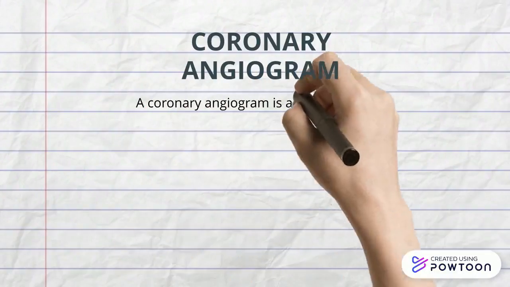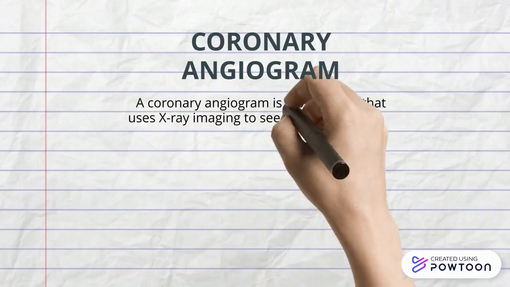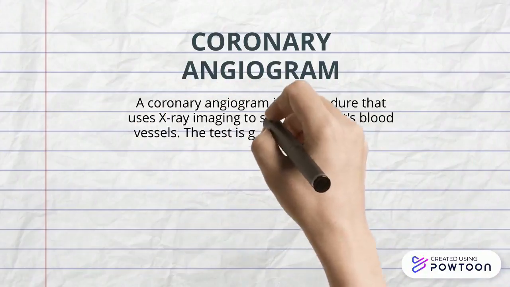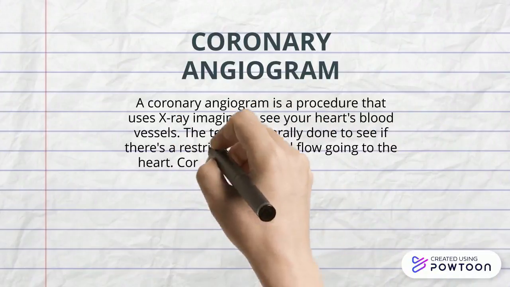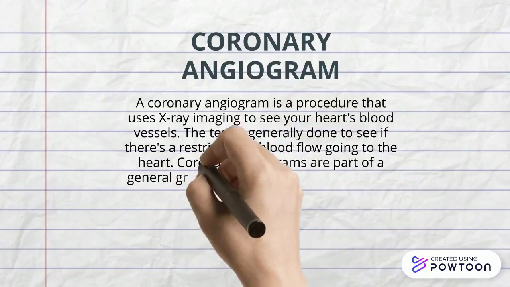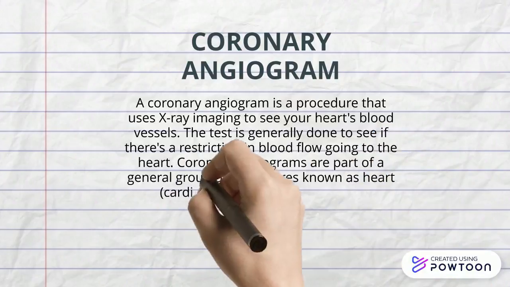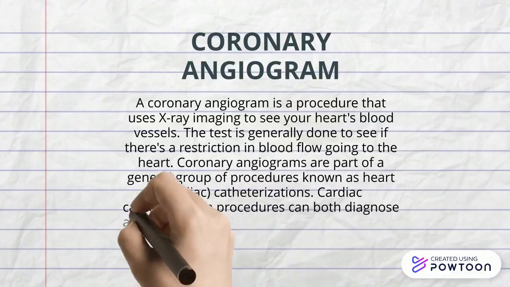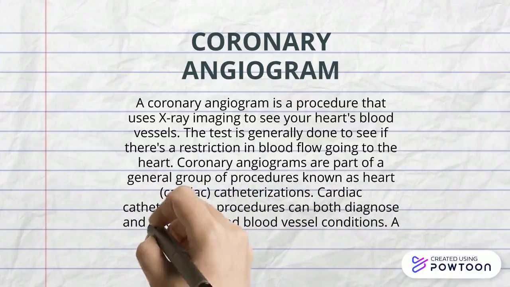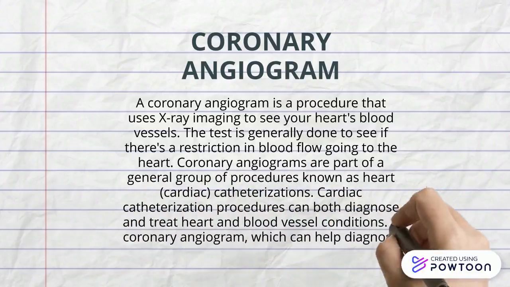A coronary angiogram is a procedure that uses X-ray imaging to see your heart's blood vessels. The test is generally done to see if there's a restriction in blood flow going to the heart. Coronary angiograms are part of a general group of procedures known as heart, or cardiac, catheterizations. Cardiac catheterization procedures can both diagnose and treat heart and blood vessel conditions.